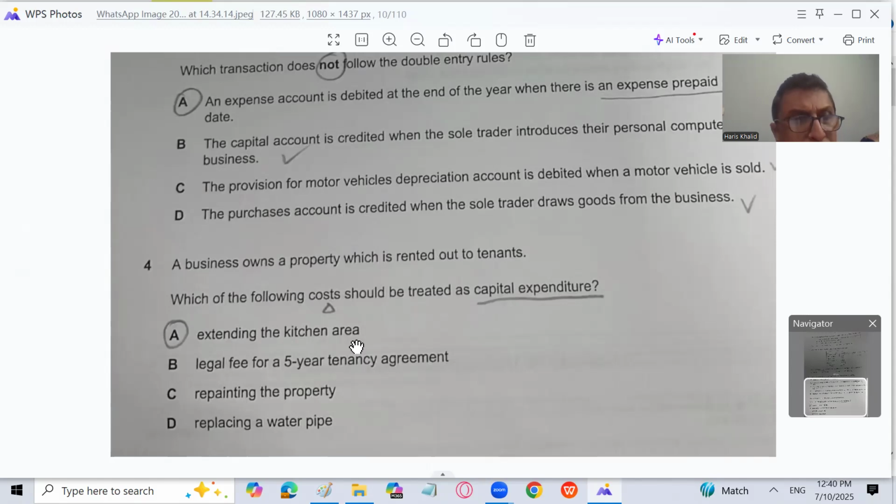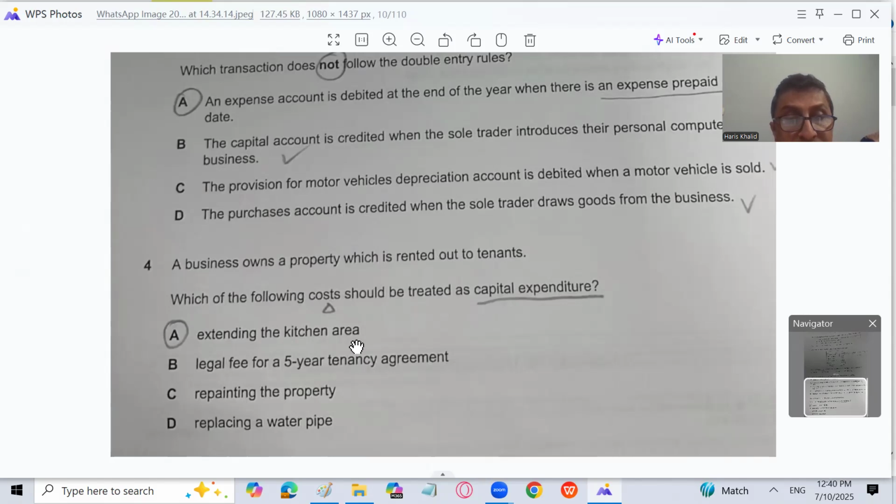So I personally believe that which of the following costs should be treated as capital expenditure is not extending the kitchen area, because extension of the kitchen area will not result in... because a business owns a property which is rented out to tenants, right?